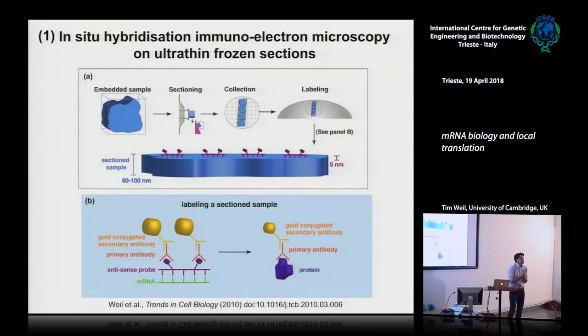A variation of in situ hybridization, which will give us much, much higher resolution, involves ultra-thin frozen sections and electron microscopy. This technique is even more labor-intensive than anything else we'll talk about, and you had a bit of an introduction to EM previously. You embed the sample, then cut it with a diamond tip knife to get 60 nanometer sections.